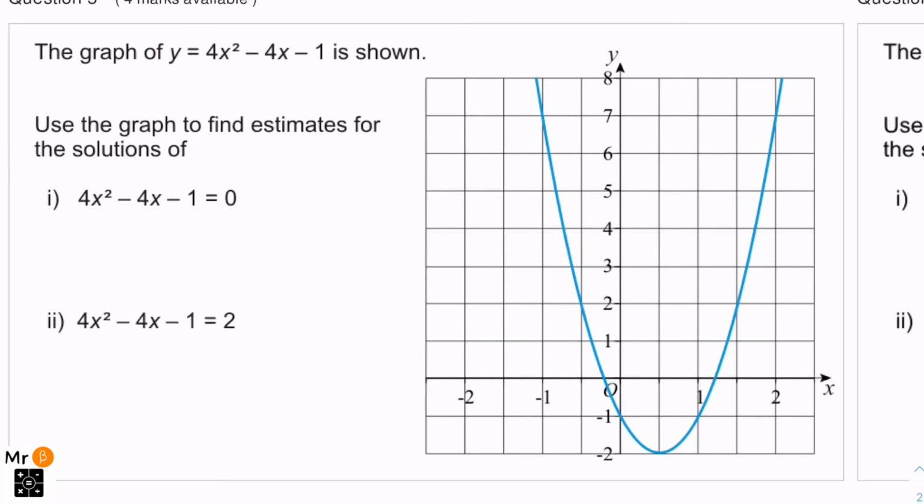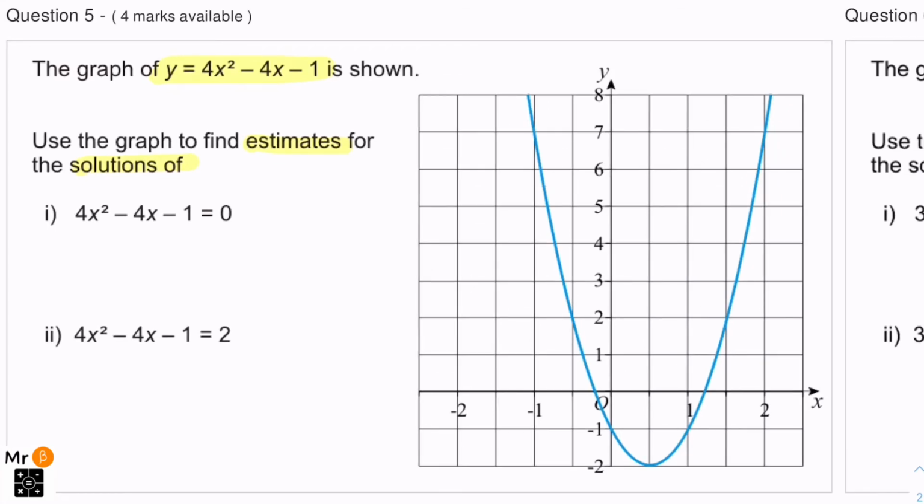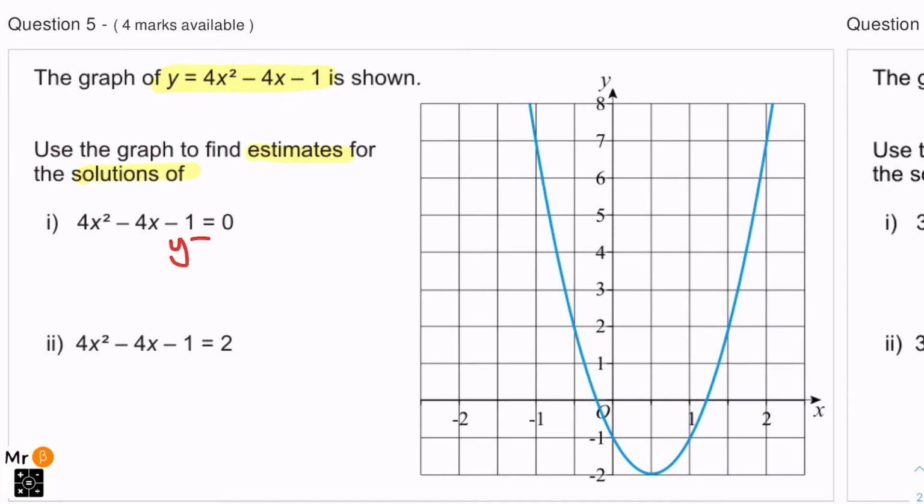Our next question. It's told you that the graph is shown already. And it wants you to find estimates of the solutions. And there's a clue there, solutions, we're expecting 2. It's asked for the estimates of the solutions of 4x squared minus 4x minus 1 equals 0. So we are looking for where the graph hits y is equal to 0. This is also known as your x-axis. So if we highlight our x-axis, we are looking for 2 points where our curve crosses.